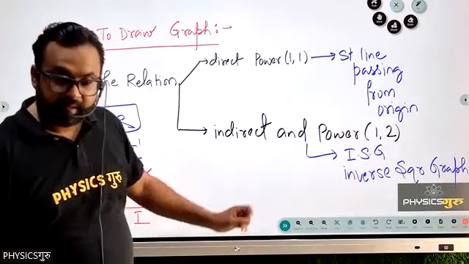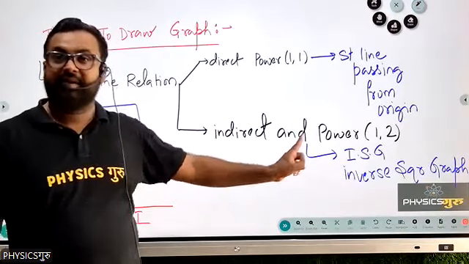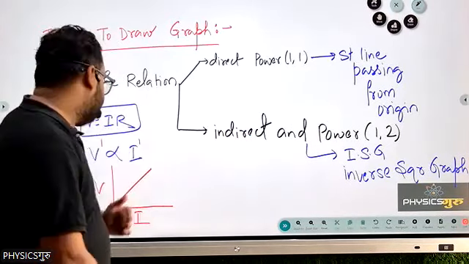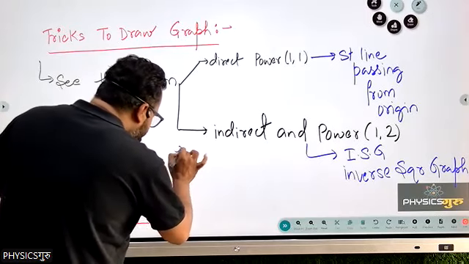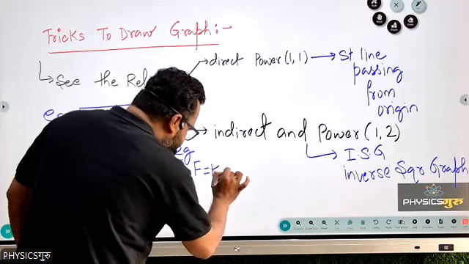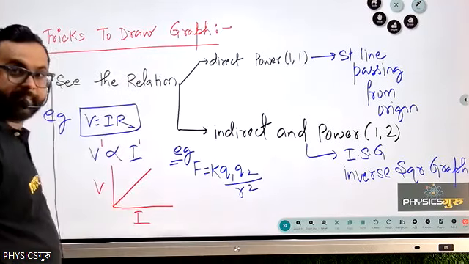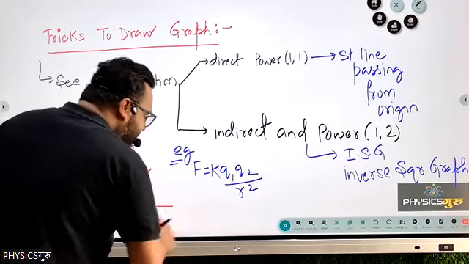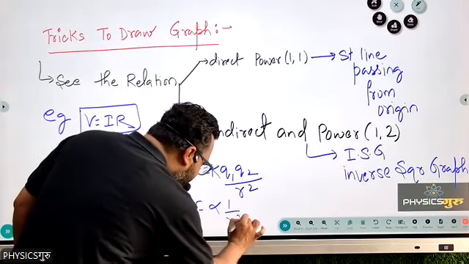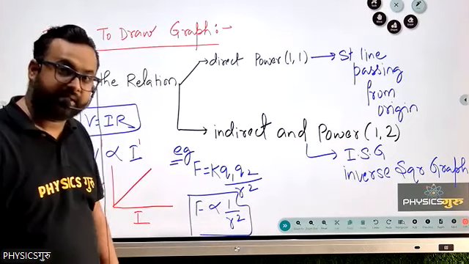I repeat, if the relation is indirect and the power is 1 comma 2, the nature of the graph will be ISG. ISG means inverse square graph. Example: this formula, F is equal to k times Q1 Q2 over R squared. The relation between force and distance squared: F is inversely proportional to R squared.